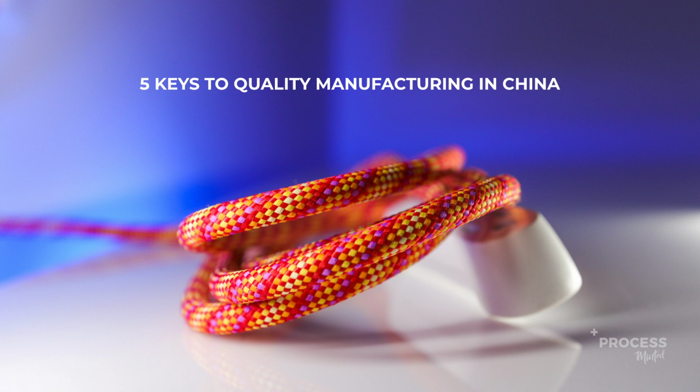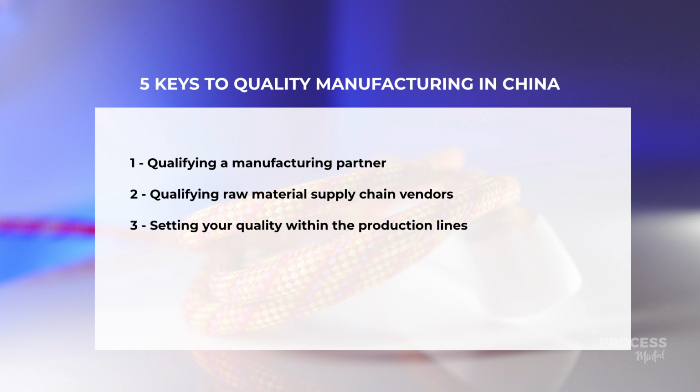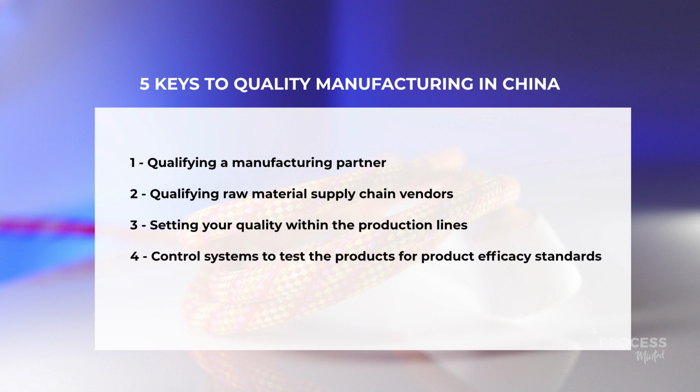The 5 key areas you need to focus on when manufacturing your product are: first, qualifying a manufacturing partner; second, qualifying raw material supply chain vendors; third, setting your quality within the production lines; fourth, establishing control systems to test the products for product efficacy standards; and last, the quality control prior to shipping.